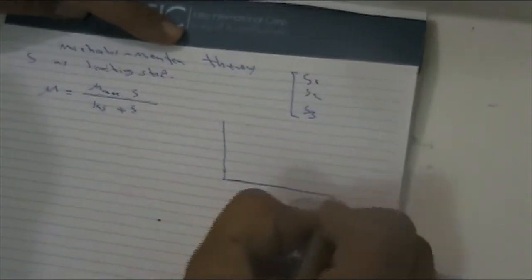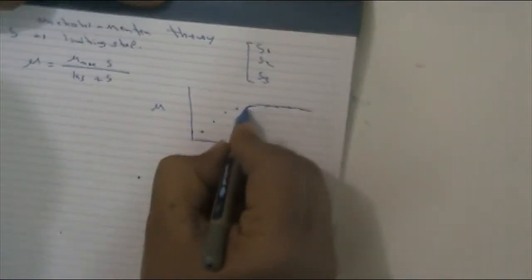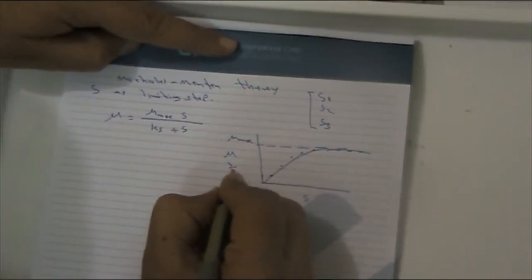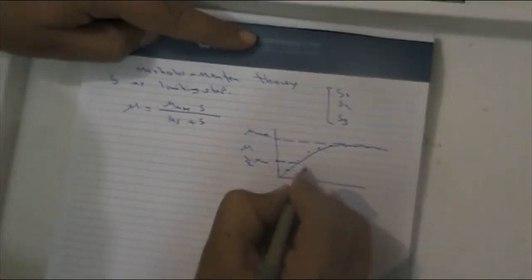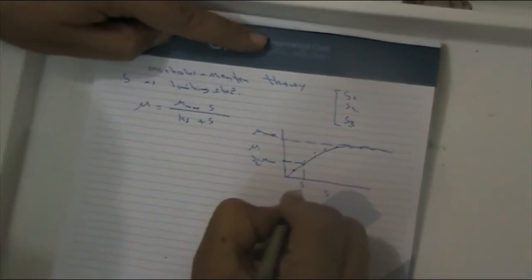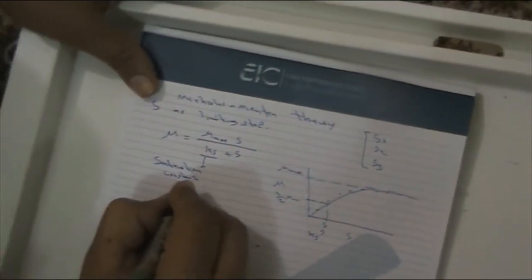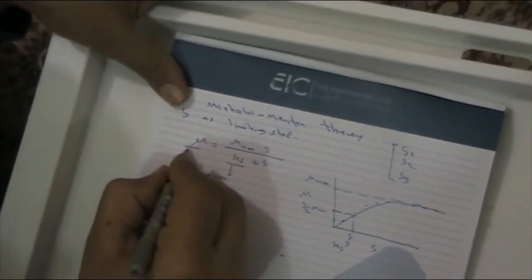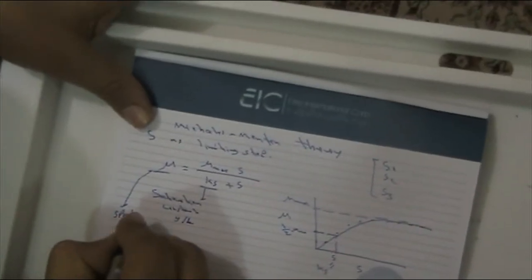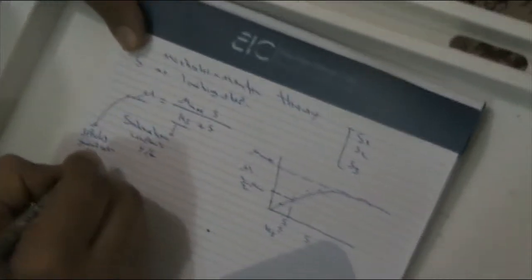And if we represent that in this figure, this will be S and this will be mu. We expect that we have just a shape like that, and this is mu max. We know that when we have half mu max, we can compute this S as equal to Ks. So Ks here is the saturation constant, in gram per liter, and the mu here is the specific growth rate, in 1 per hour.